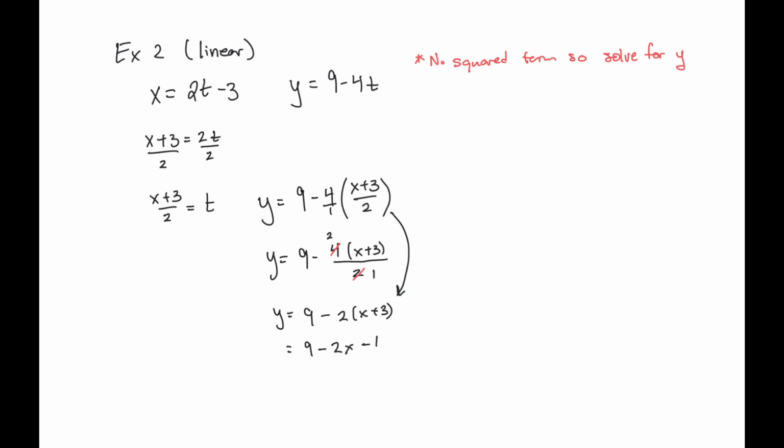Don't forget to distribute the negative. So the total equation would be y equals negative 2x plus 3. And there is your line.